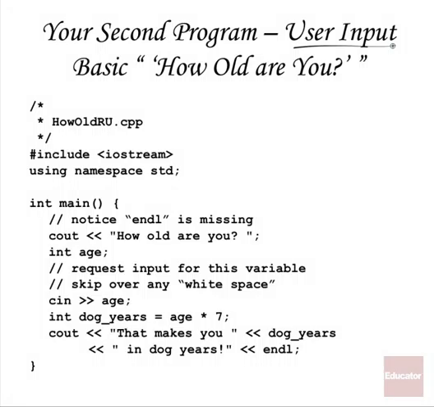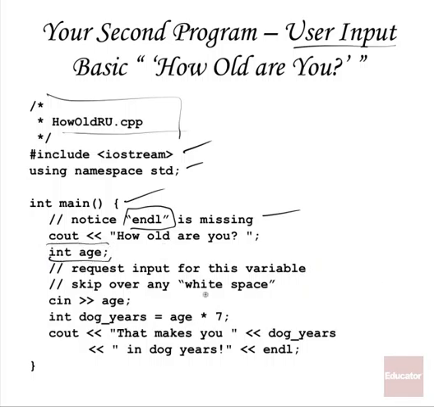So here's our preface block. They're very basic: iostream, namespace, the function. Here's a comment that says, notice that endl is missing, because we don't want to end the line. We want to stop right there at the end of the line, where the user can start typing. Here we're defining age as an integer, and we'll request input for this variable.